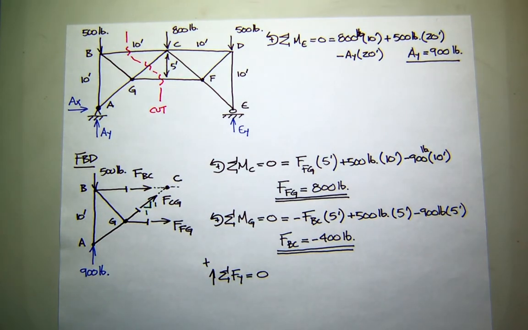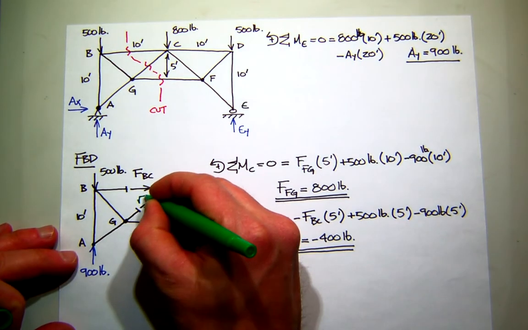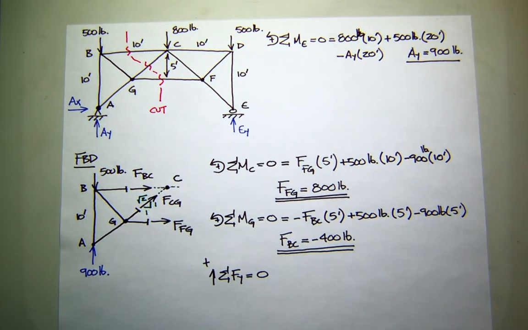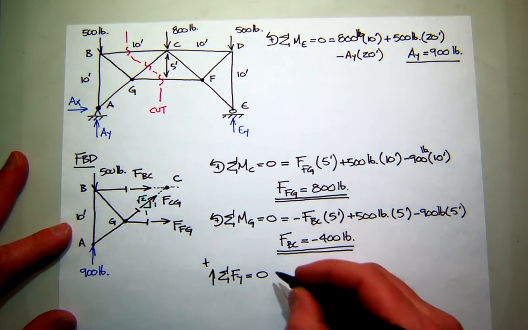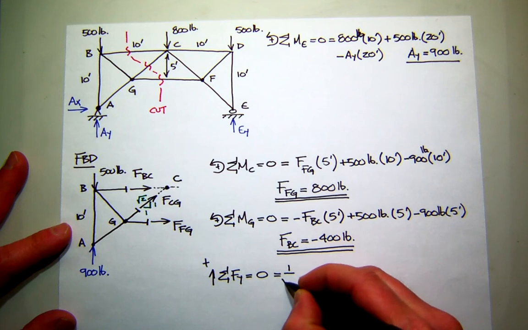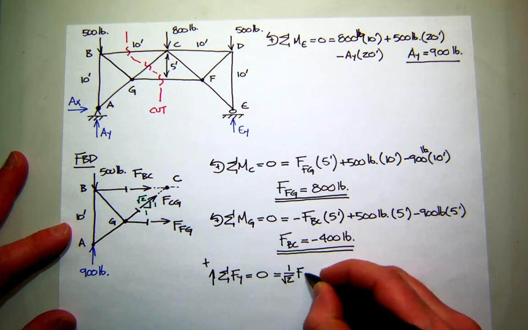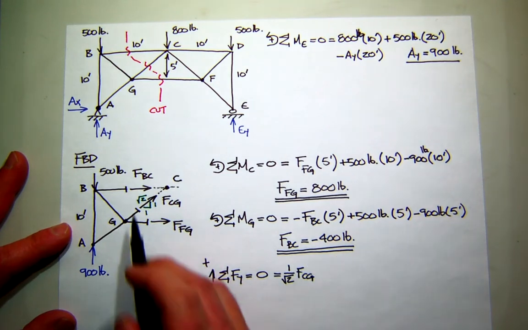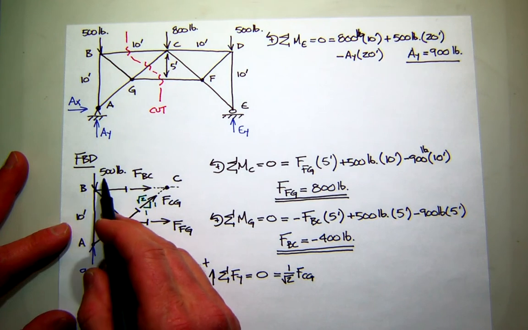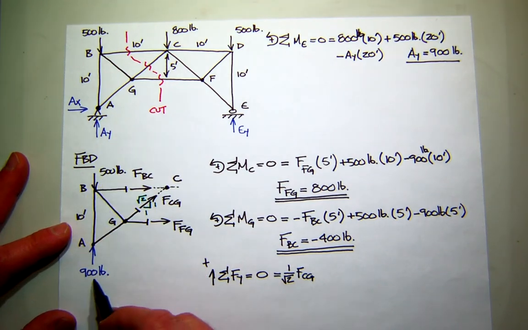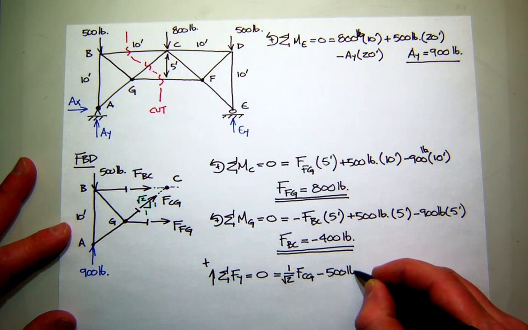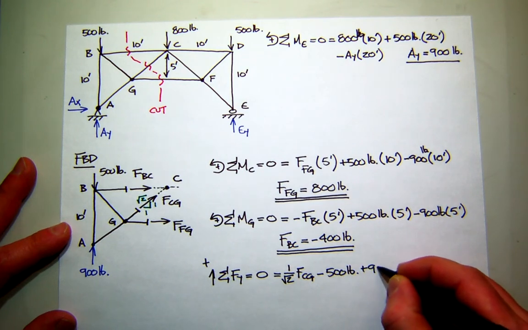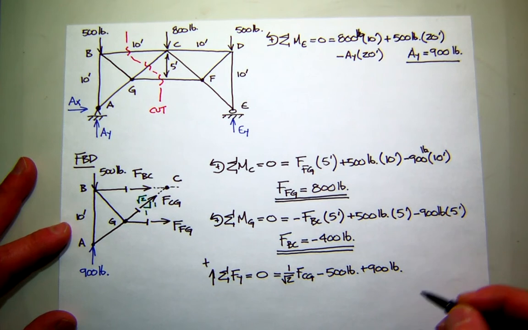But remember, I always like to do the hypotenuse. So the hypotenuse of that triangle will be square root of 2. So now I know that the vertical component would be up, and it would be 1 over the square root of 2 times the force in CG. That's acting up. And then I have minus 500 plus 900. Did I leave anything off? I think I've accounted for everything.